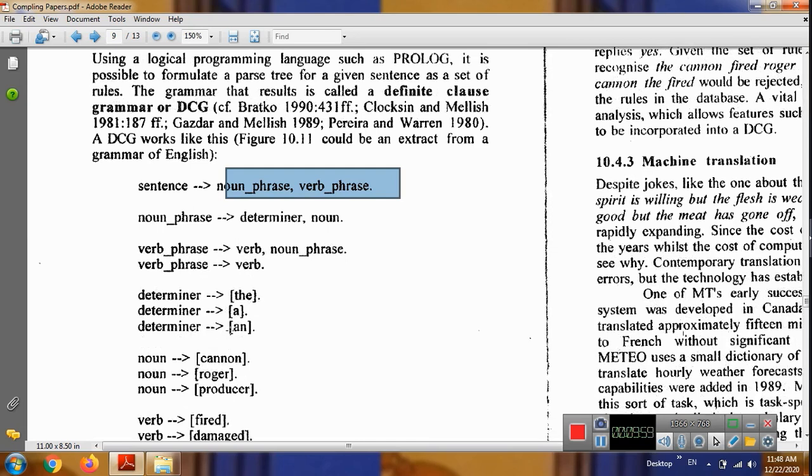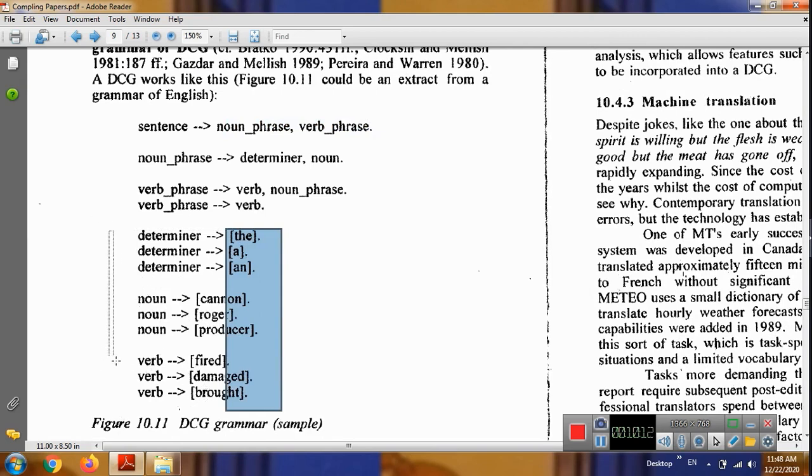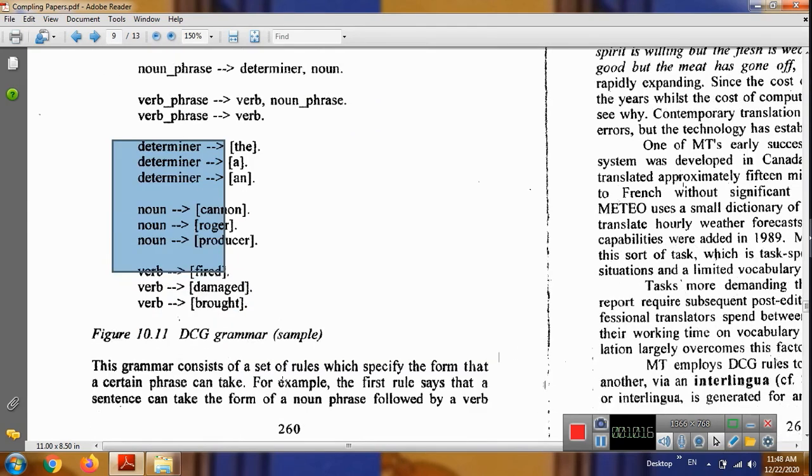Determiner can be "the", and a noun is cannon, Roger, or producer. Here we analyze our sentences by these rules. The verbs are fired, damaged, brought. We have three arguments, three propositions, and we show them on separate lines.